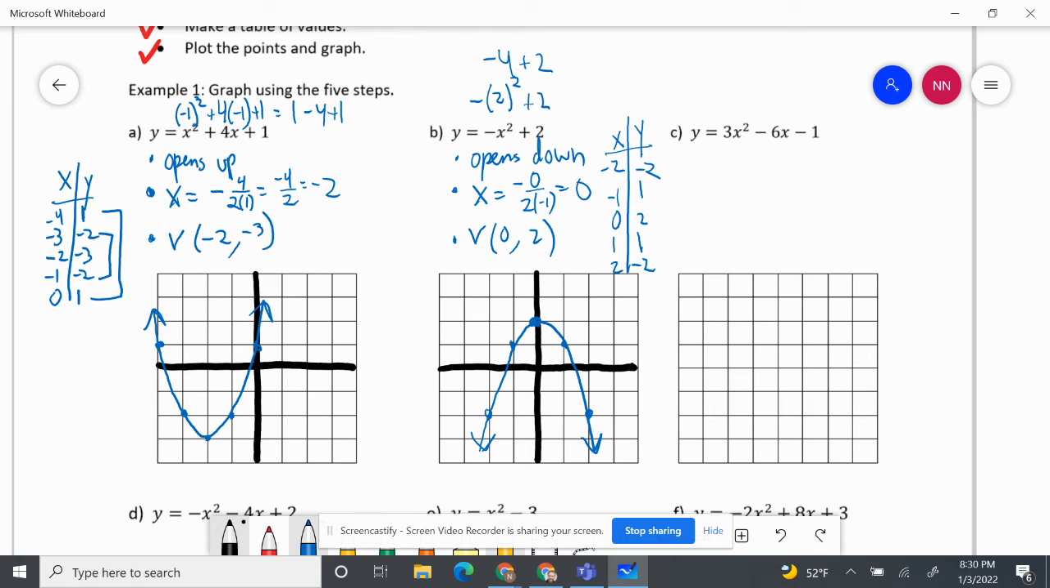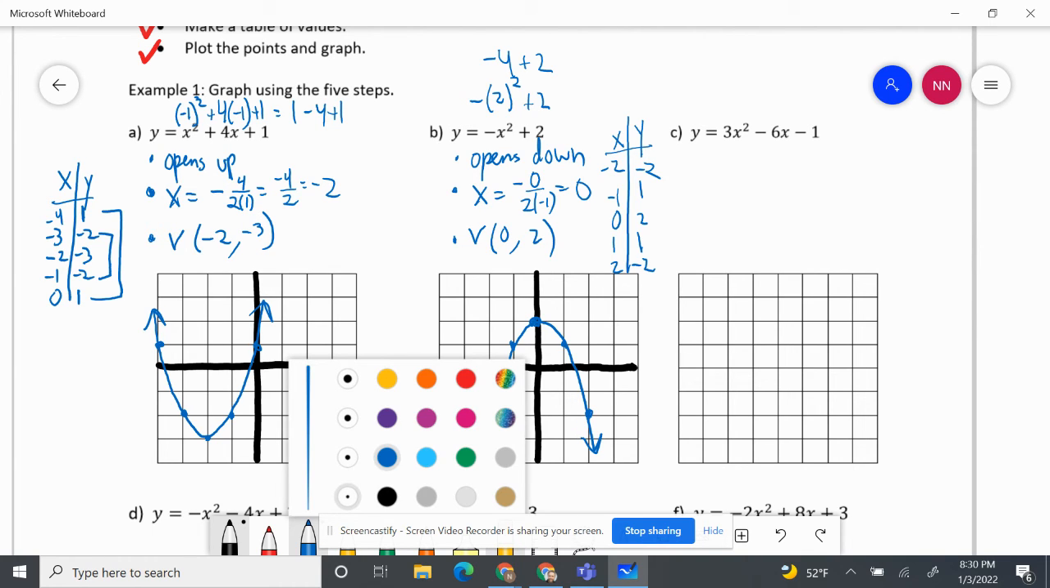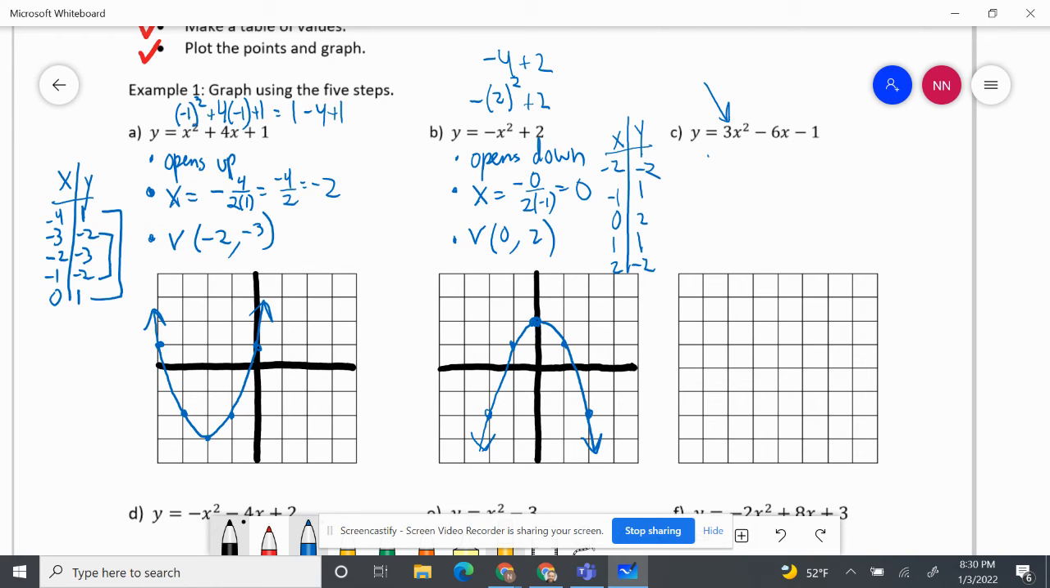Now, letter C is fairly difficult. If we're looking at letter C, notice that we have an A value here. Our A value is positive, so that means that our first step, it opens up. Then what we have is the negative b over 2a. That would be -6 over 2 times 3. -6 would be a 6 over a 6, which is 1.